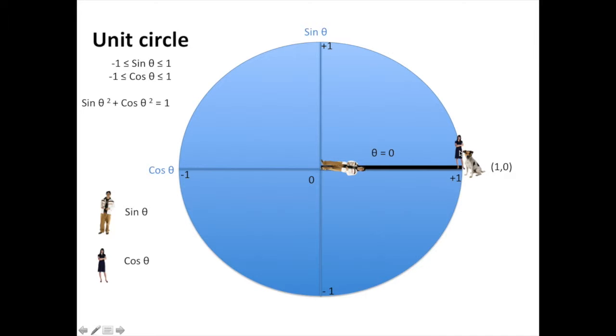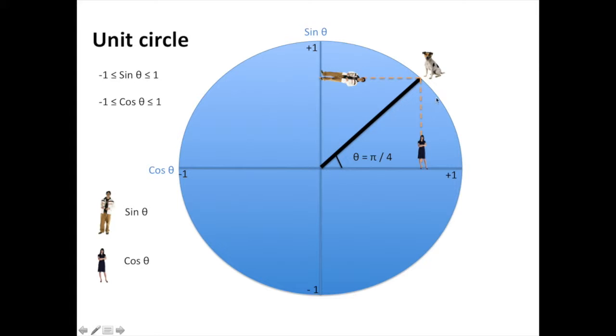You can see here this woman can move on the x-axis and go from +1 to -1, and she cannot take any value other than between +1 and -1. So that's the way we define cosine of theta and the values that it can have. And this man can move from +1 to -1, so y would be between these two numbers. The sine can go from -1 to +1. The dog starts moving and theta will increase.